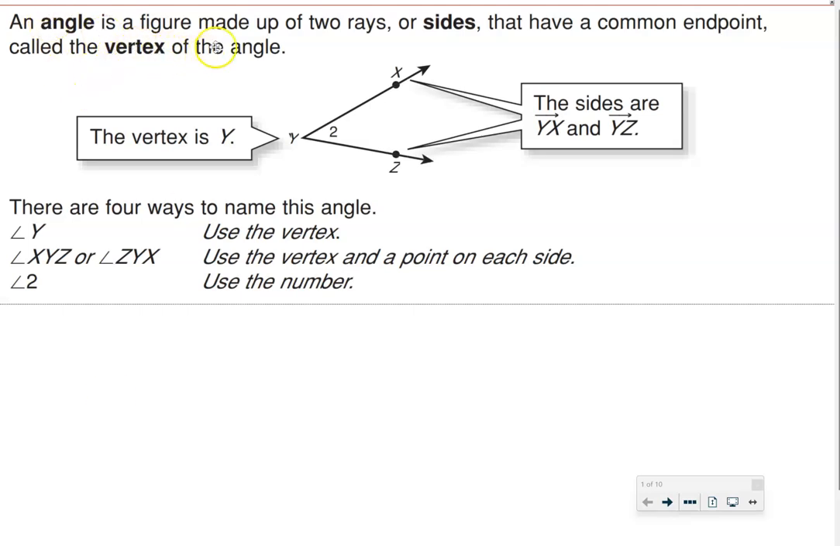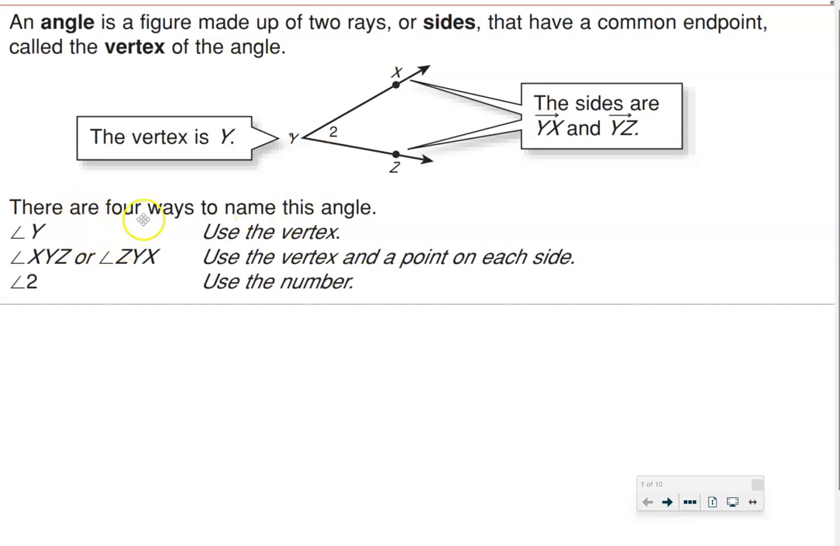Okay, an angle is a figure made up of two rays or sides that have a common endpoint called the vertex of the angle. So here's an angle. It's got a ray, which, remember, has an endpoint and goes on forever in a certain direction. So it has two rays, but that endpoint is shared, and that's called the vertex. So here the vertex is Y, and you've got ray YX and ray YZ, connected with the shared endpoint, which is called a vertex.